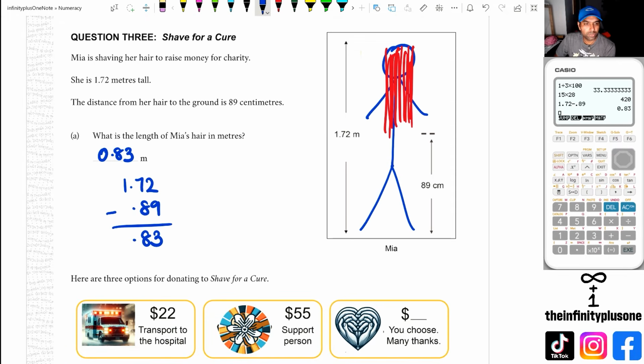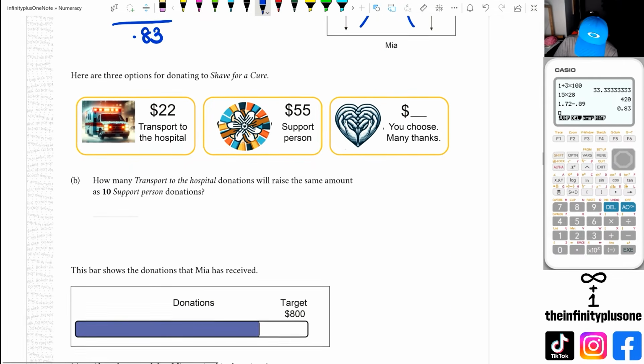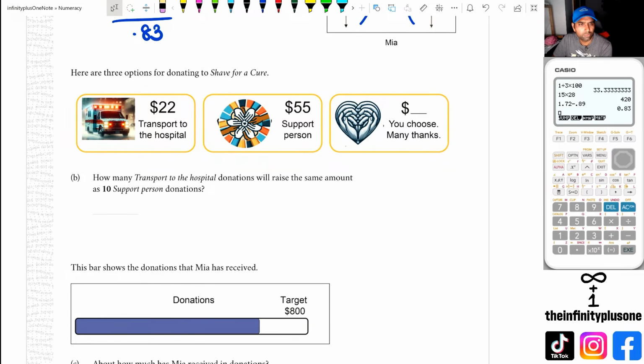0.83 meters. All right, so we've got 0.83 for the final answer. Units are not required for this, so you're pretty much good to go after that. Secondly, we've got 3 options for donating to Shave or Cure. How many transport to hospital donations will raise the same amount as 10 support person donations?